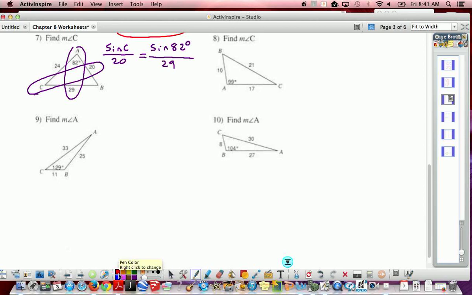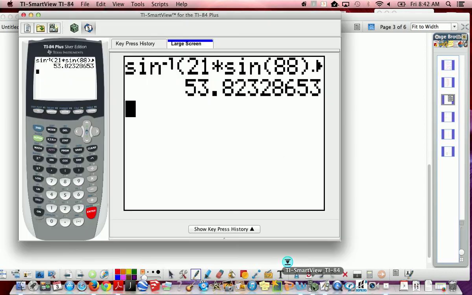So now again, cross multiply. So 29 times sine of C is equal to 20 times sine of 82. Divide both sides by 29. Now again, since we're finding an angle, this is where you go sine inverse. So they cross out. So angle C equals, you're going to take the sine inverse of all this in parentheses.